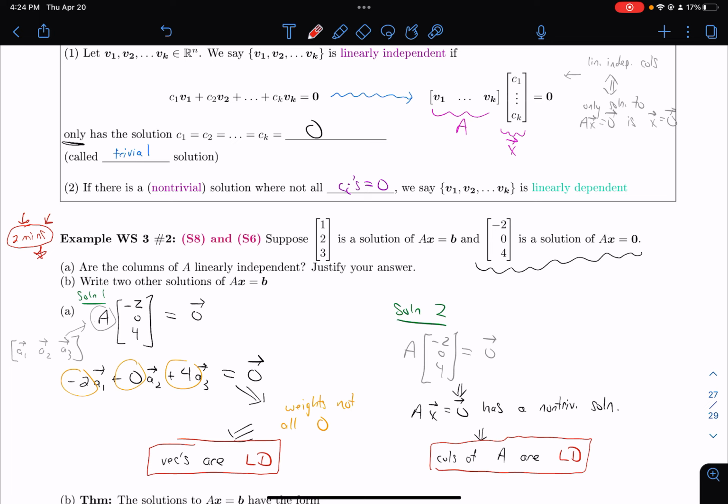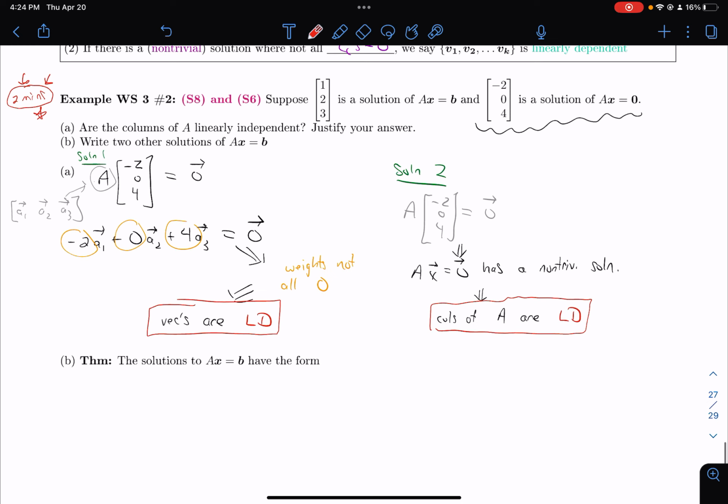I like the first solution maybe a little bit more because it's a little bit more descriptive, and I can more clearly see that there's this linear combination where not all the weights are 0 that happens to be equal to 0. Okay, let's try part B. Part B says write 2 other solutions to Ax equals b. So I first want to let you all try this. Pause the video for 2 minutes and try this on your own first.